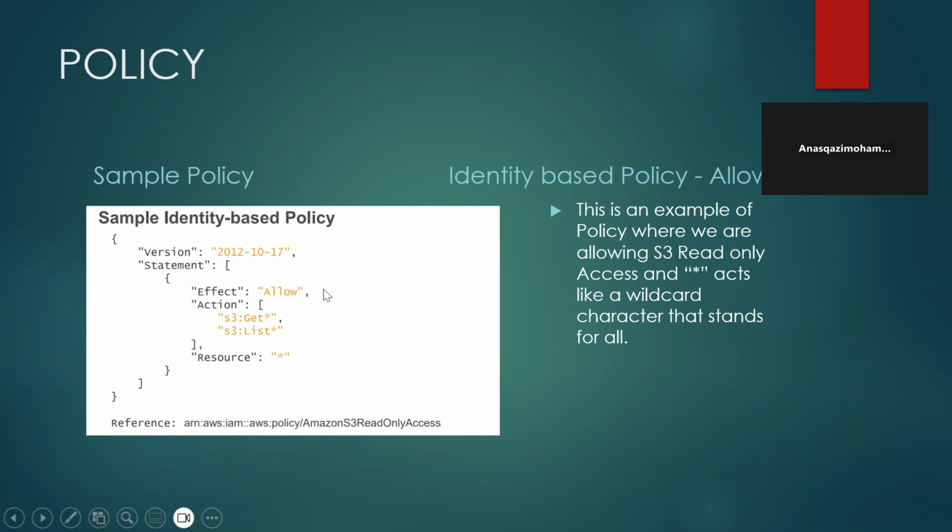Now the effect is that we are allowing the user to get into S3 and get an S3 list. It's been given S3 read-only access, so it can go to the S3 bucket and fetch the data. It can read, but it cannot make any changes. It cannot do versioning or any other write operations on it. So the effect is allow, and we have given them read-only permissions for this.